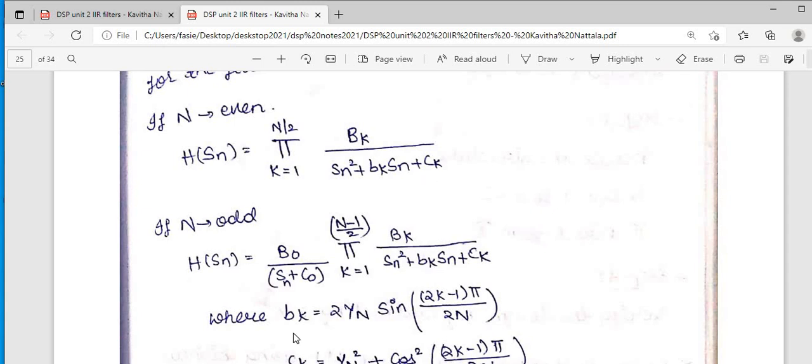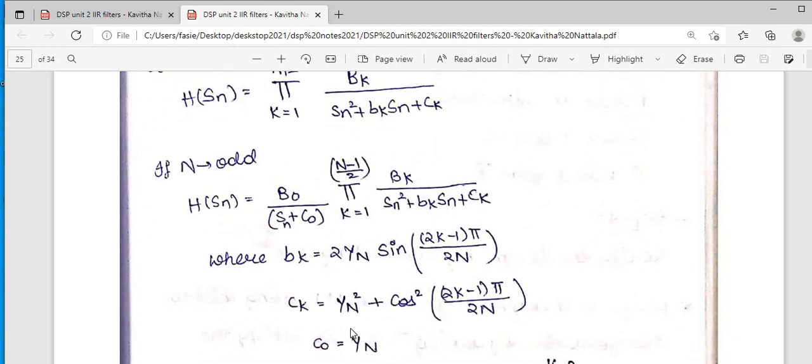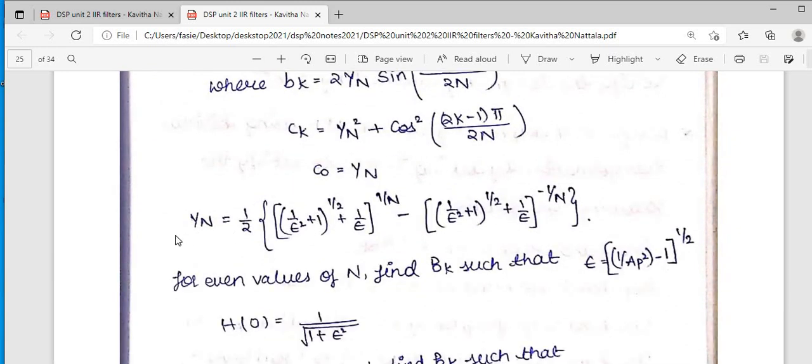What is bk over here, students? In the previous condition also we took bk, right? Sine of (2k−1)π/2n. But here we will use 2y of n. That is one extra factor, y of n, the admittance function. How do we obtain y of n? By using the relation of ck. So bk and ck are the coefficients we should know, students. First we have to use this bk value and ck value. In order to get 2bk and ck, we should know y of n. So how do we obtain y of n? We can obtain it using this relation: 1/2 times [(root of (1/epsilon² + 1) + 1/epsilon) whole power 1/n, minus the same factor with power minus 1/n].